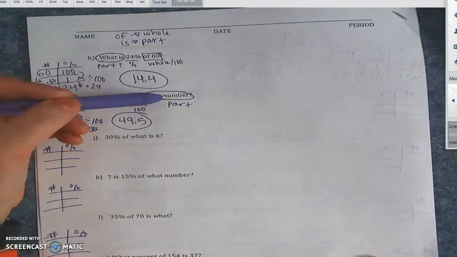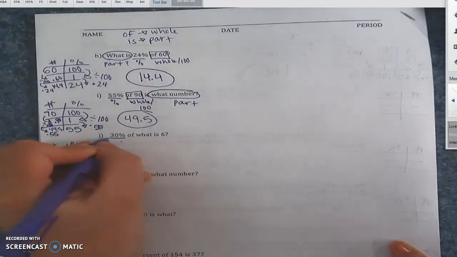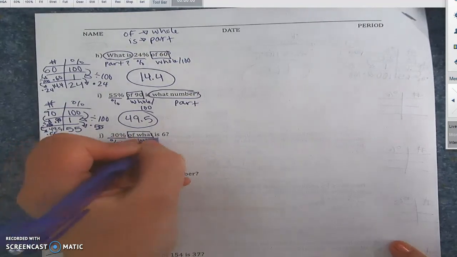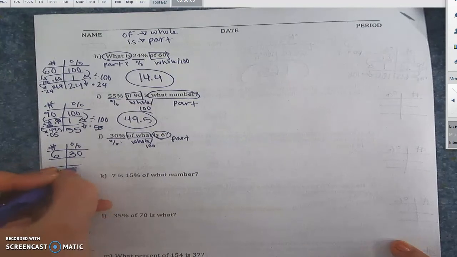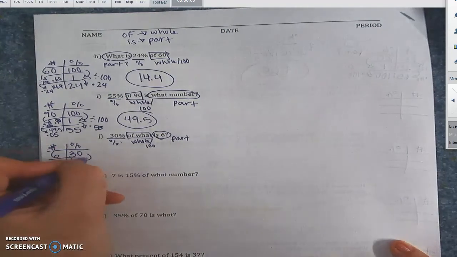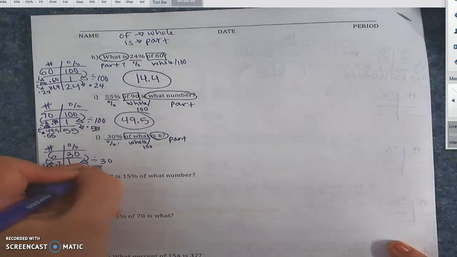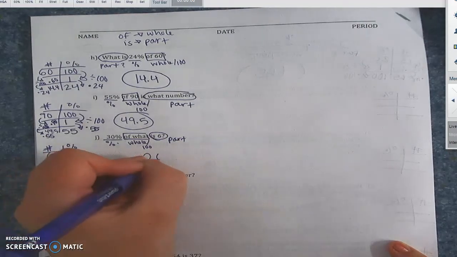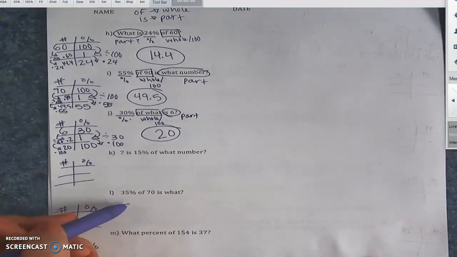Okay, so that was find the part, find the part. This is going to be find the whole. So 30% is my percent of what means we're missing our whole. Is 6 is my part. So 6 is the 30%. I want to find the 100%. So divided by 30 gives me 0.2 times 100 is 20. So that was find the whole. This is find the whole. This is find the part.